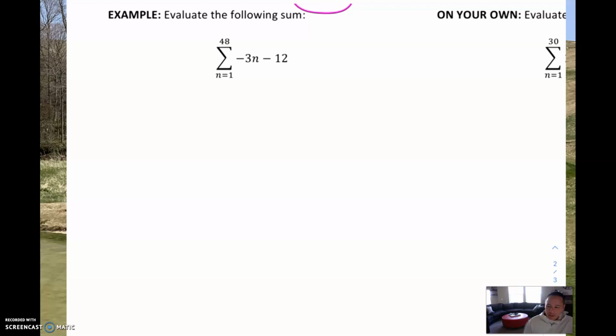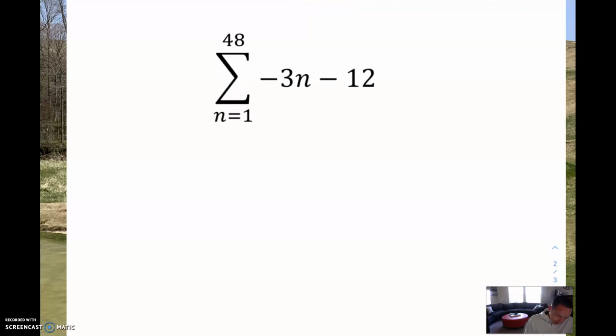So if you're unfamiliar with this notation, basically what this means is this is the first number that we're going to be plugging in. We're going to start by plugging in a 1. So if you replace n with 1 in this formula, that would give you the first term. So negative 3 times 1 is negative 3. Minus 12 is a negative 15.